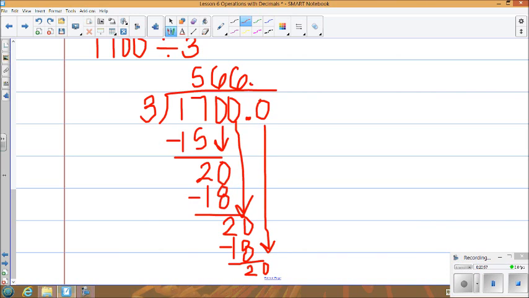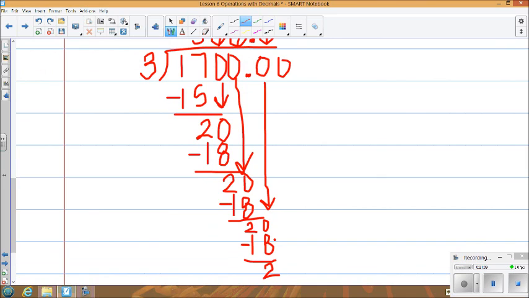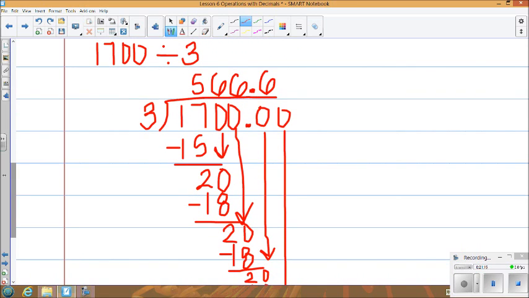You're going to put that decimal point up here, so I get 6 again. We get 18 minus 2. And you're going to see that, look at this pattern just keeps on going. You keep getting 2 every time, which is going to allow you to create 20, which is going to allow your 3 to go into it 6 times. So basically, the answer for this is going to be 566.666, and it's just going to keep repeating.